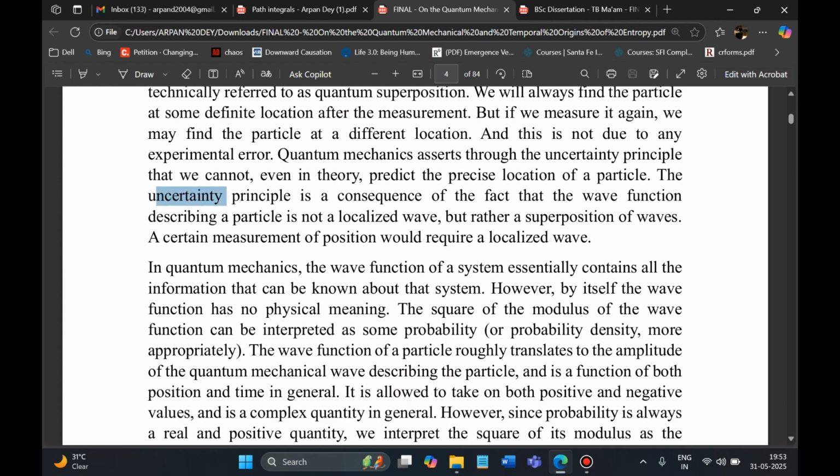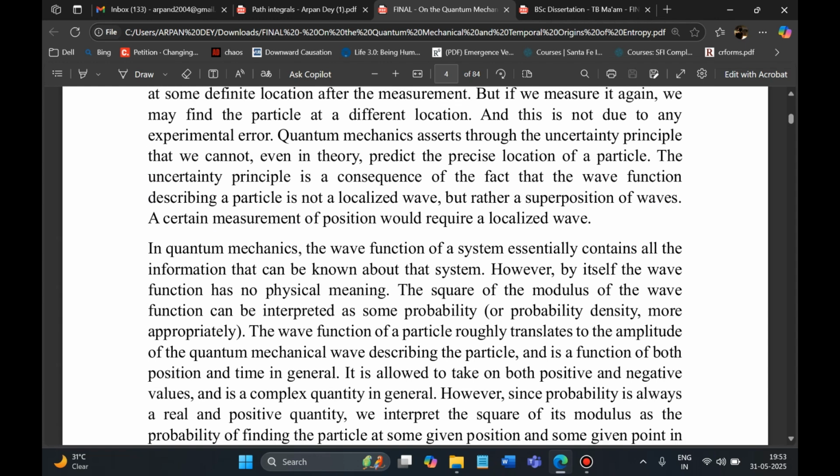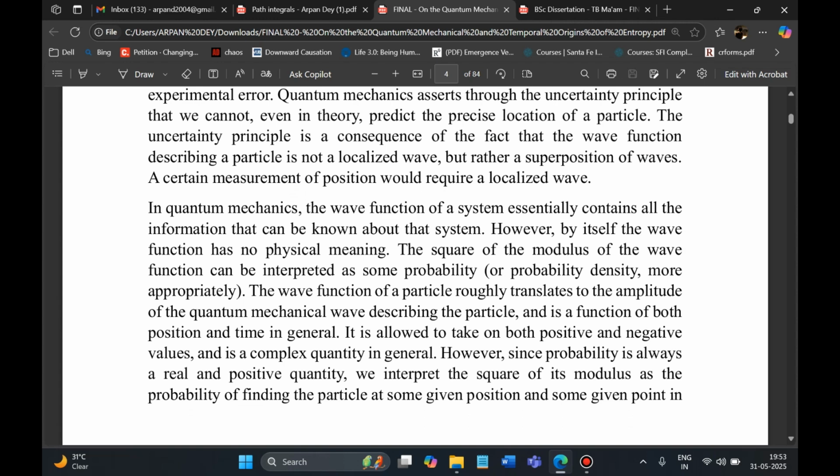Now, the uncertainty principle, you can think of it as a consequence of the fact that the wave function describing a particle is not a localized wave, but rather a superposition of waves. So like I said, the particle has a probability of existing at many different positions, and so you have to superpose all of these waves, right? And since we're talking about linear systems, I mean linear algebra and all, this superposition is allowed.